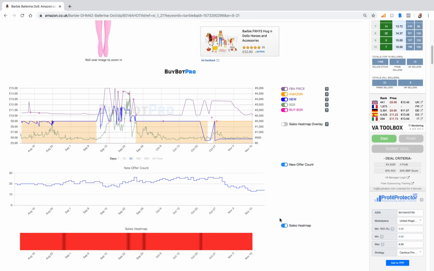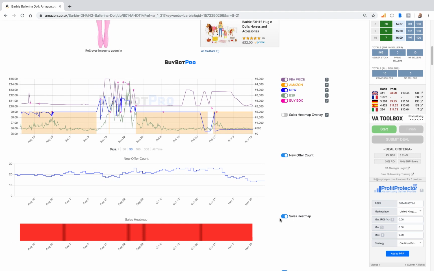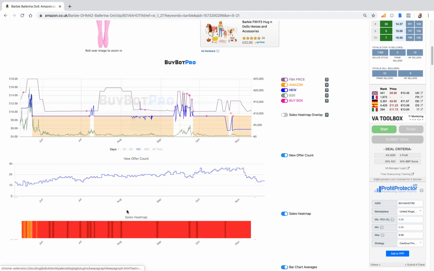Now, BuyBotPro also has something called a sales heat map. So very quickly, you can look at where the major sales are and where there are less sales. So it's just like a heat map with the weather. It works in the same way, in that the darker it is, the more intense the period of sales are at that point, and the lighter it is, the less sales there are at that point.